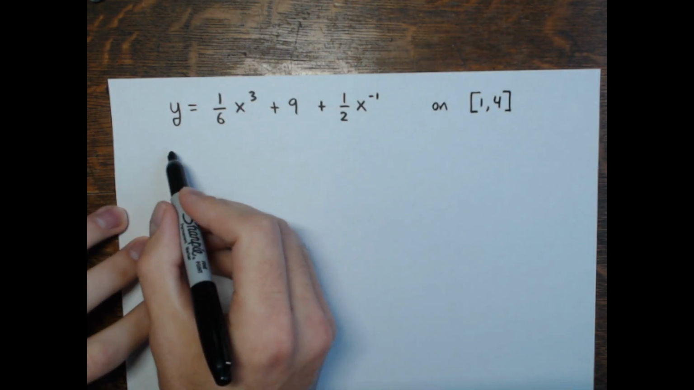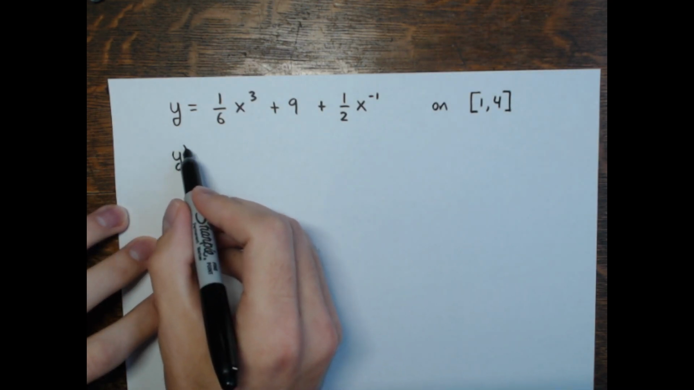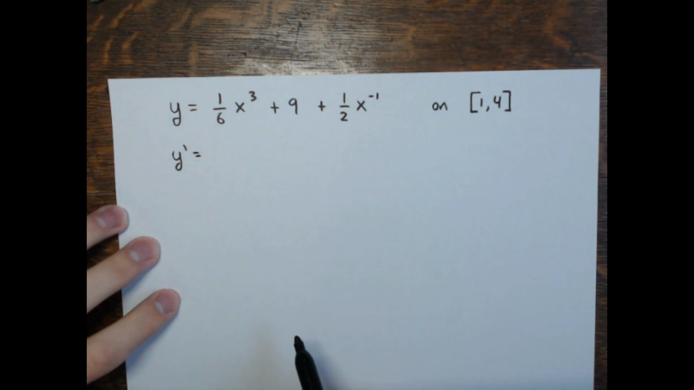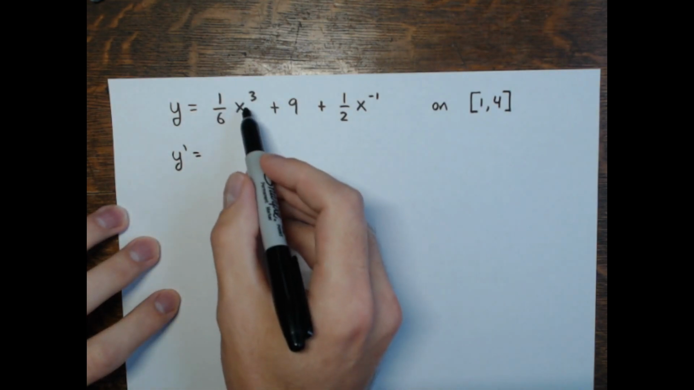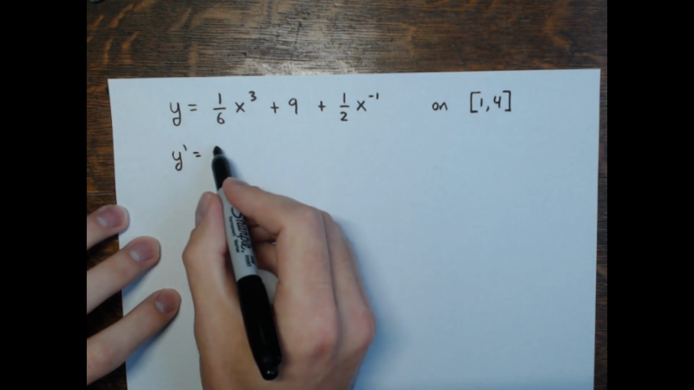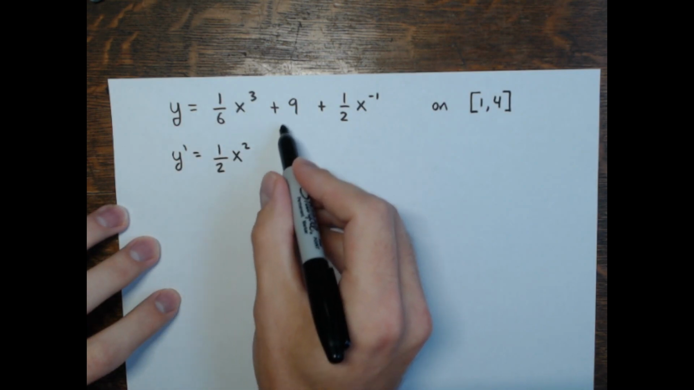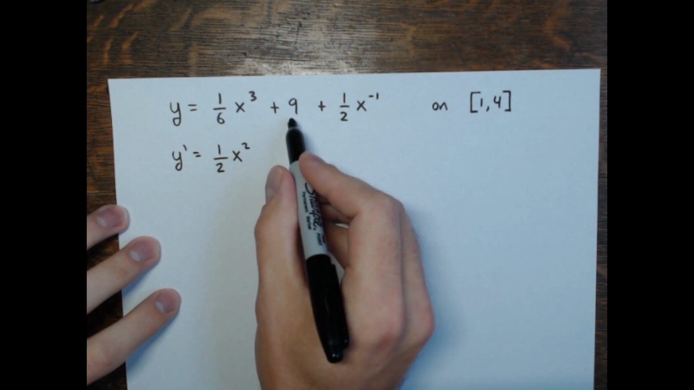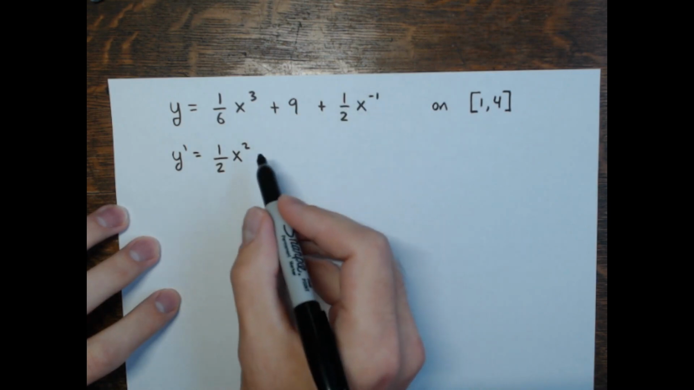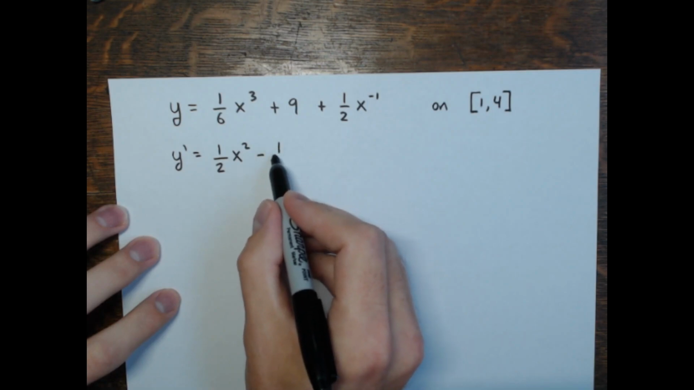Find the arc length. Remember, for arc length here, I need y prime. We're going to do it in terms of x with respect to x. Now, y prime would be 1/2 x squared plus 0, and then minus 1/2 x to the negative second.